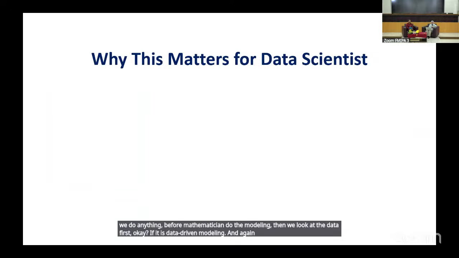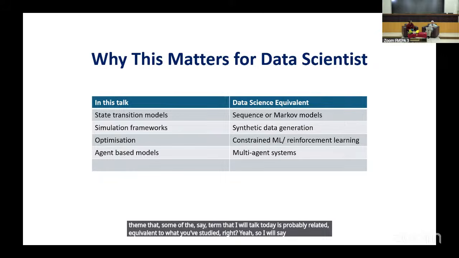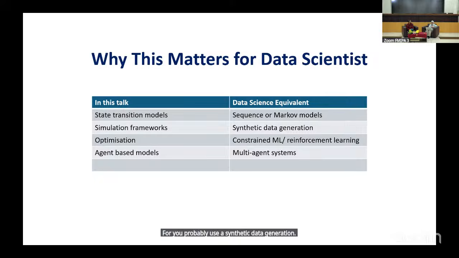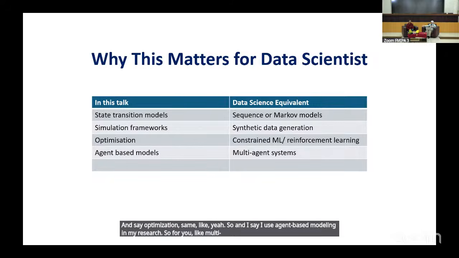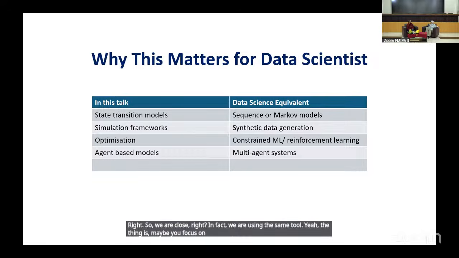And the second one, some of the terms that I will talk about today are probably related or equivalent to what you've studied. I will say state transition models, you know, Markov models, and also simulation framework. For you, probably you say synthetic data generation, right? And optimization, the same. So when I say I use agent-based modeling in my research, for you it's like a multi-agent system. So we are close, right? In fact, we are using the same tools.